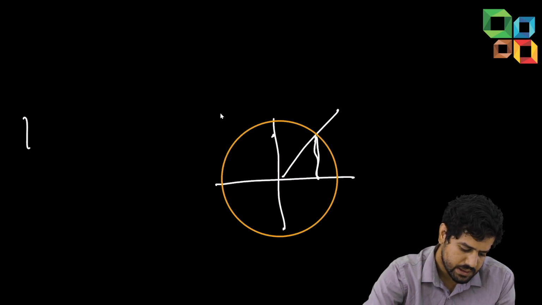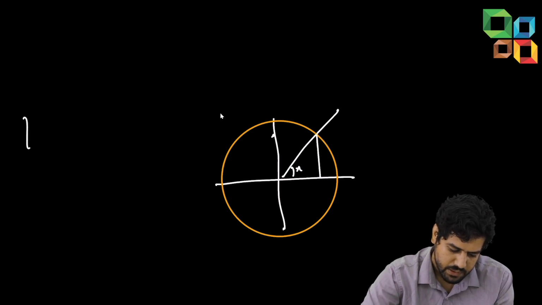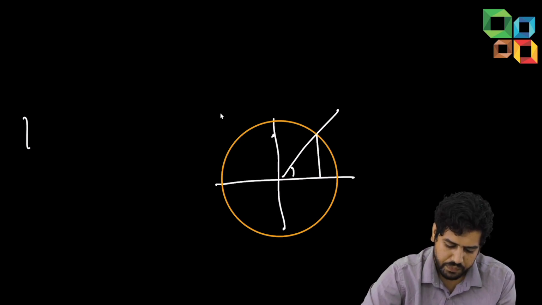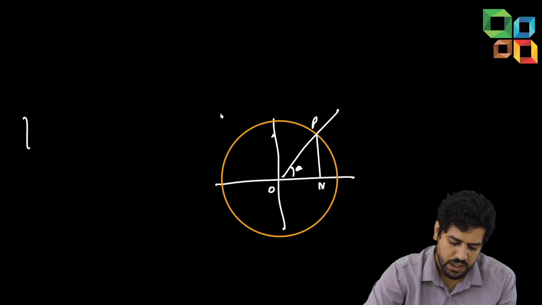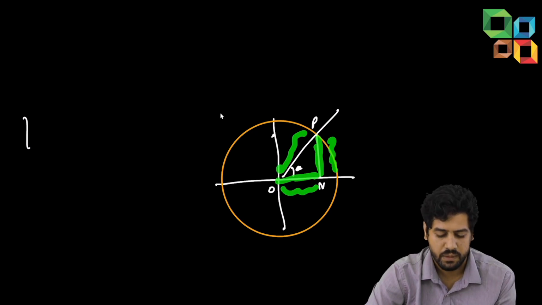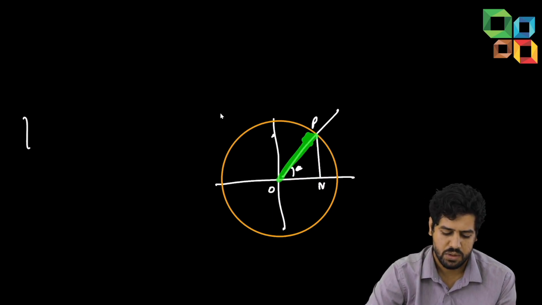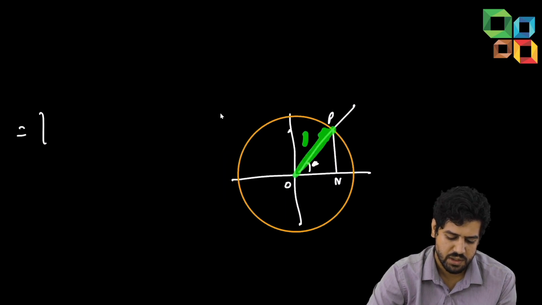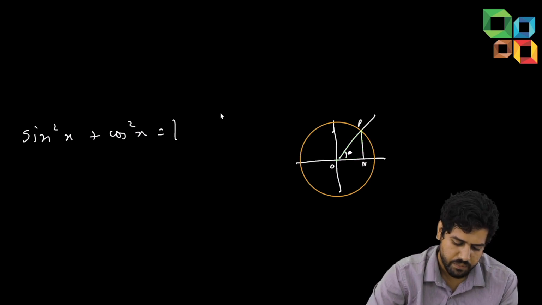Sine is this, right? The x. Let me take theta. In the triangle P N O, sin square is this square, correct? Cos square is this square. So this square plus this square will be equal to this square, right? And this square is nothing but the hypotenuse. OP is the hypotenuse of a unit circle, right? So how much is OP square? It is just 1. So you have sin square plus cos square is equal to 1.